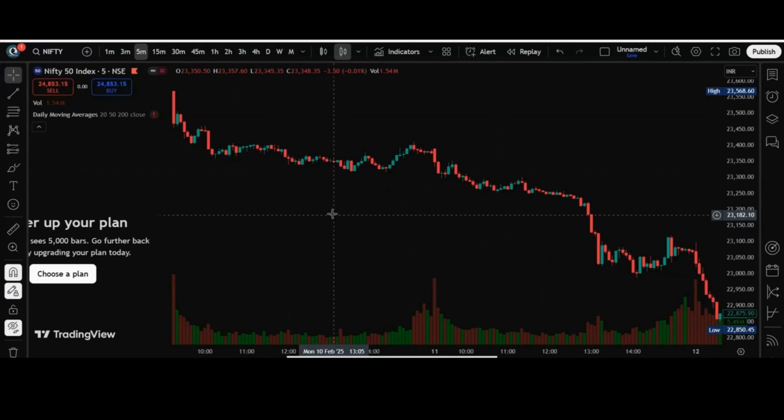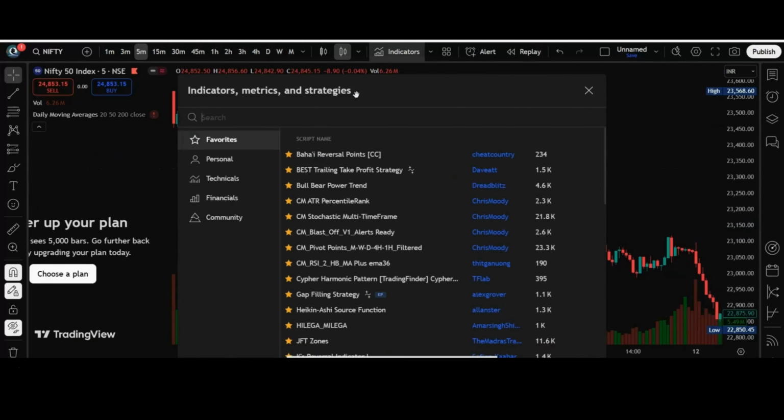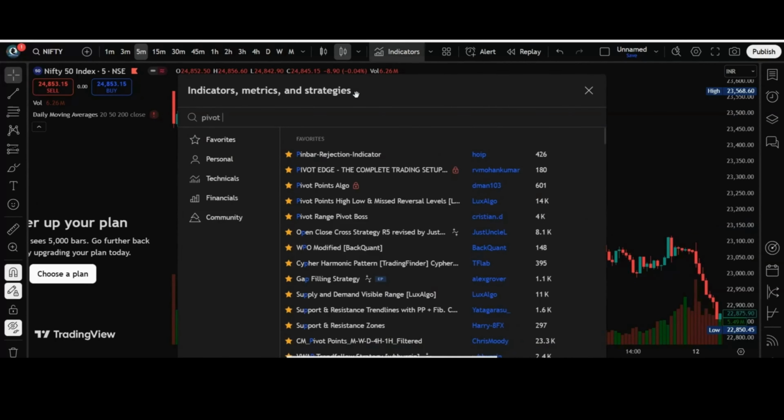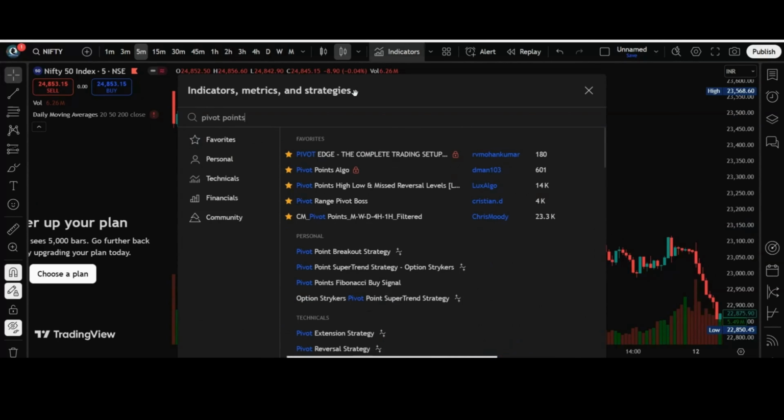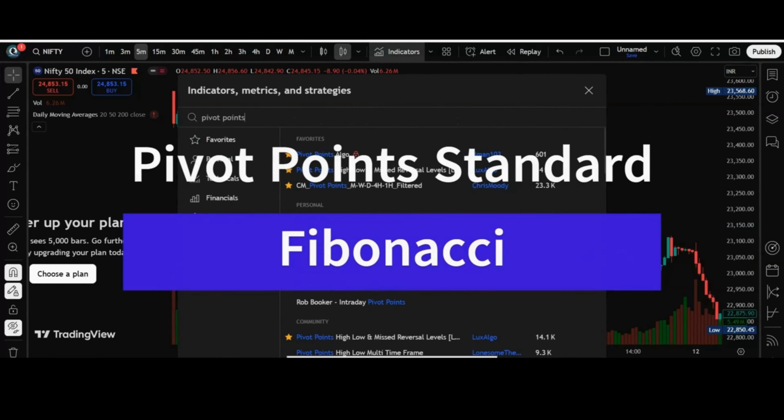Open any asset tab, preferably Nifty, and then go to indicators and search for pivot points. Go under technicals, you'll find pivot point standard. Just click it.